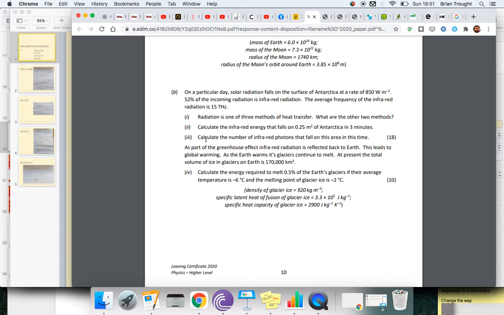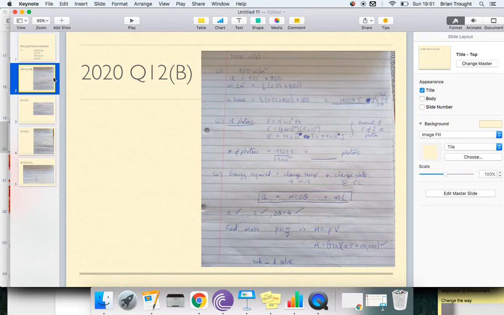Okay, the next part, calculate the number of infrared photons that fall on the area at this time. So you have the energy from the previous part. You can calculate the energy of one photon from this, and then you divide one by the other. Now I'll show you that done out.